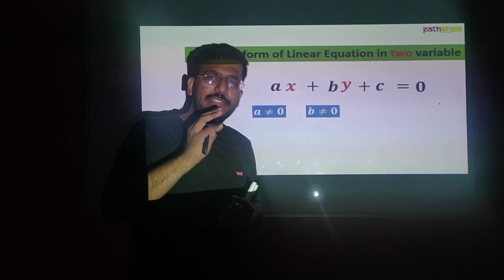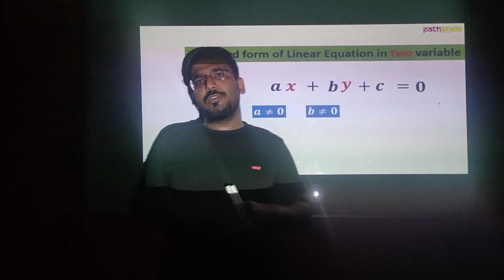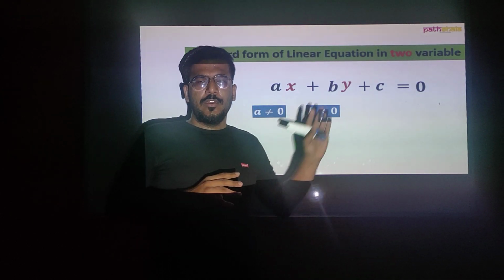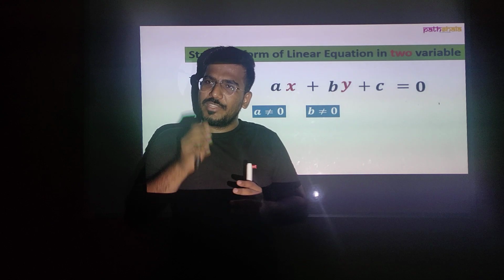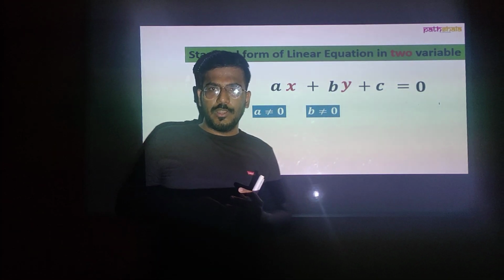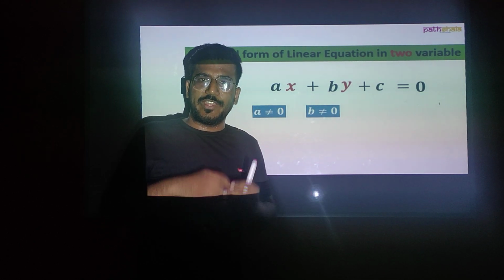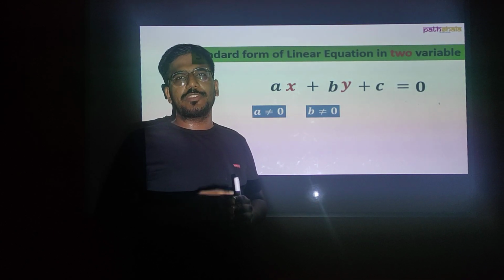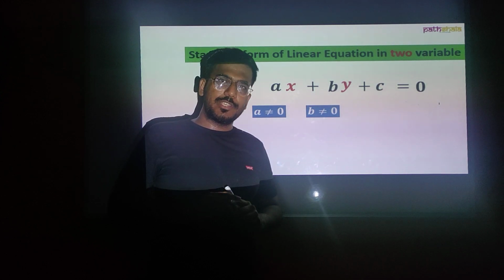Because children, if a is 0 or b is 0, 0 multiplied by a variable will be only 0, because 0 into anything is 0. Similarly over here, 0 into y will be 0. So we get 0 is equal to the constant term. Okay, now that is not possible. So that is why whenever we get 0, the variable vanishes. And for that reason the first condition says that coefficients a and b cannot be 0. So this was the first condition.